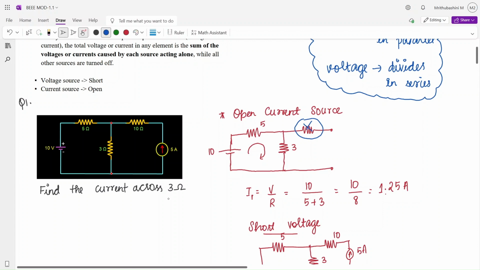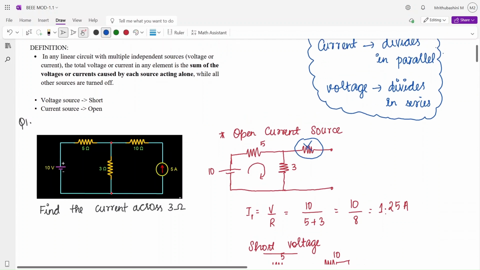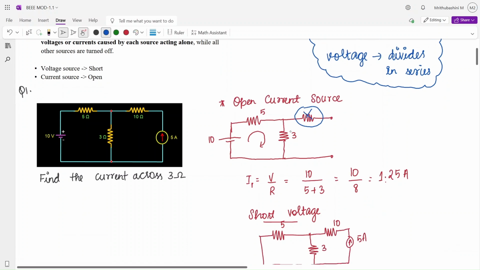Now I have to find the current across 3 ohms. You know that current divides only in parallel, and these 5 ohm and 3 ohm resistors are in series with each other. The current does not divide in series, so the current through 5 and 3 will be the same. We know I is equal to V by R, so 10 by 5 plus 3, because these two are in series, 10 by 8. So this is your current.